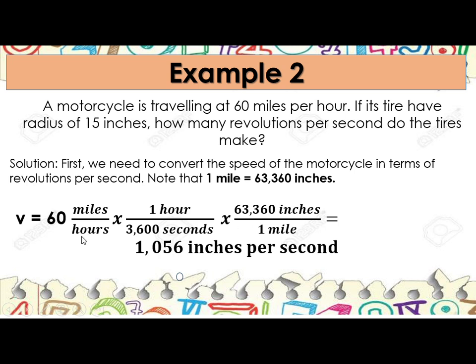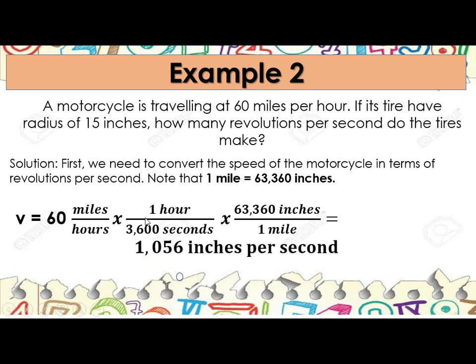So as you can see here, we can actually cancel out the hours and hours here. So matitira po si seconds. And also here, maka-cancel out si miles. At si miles, matitira si inches. And which is our aim, right? To convert into inches per second. So all you have to do here is you have to multiply the numerators you have here.